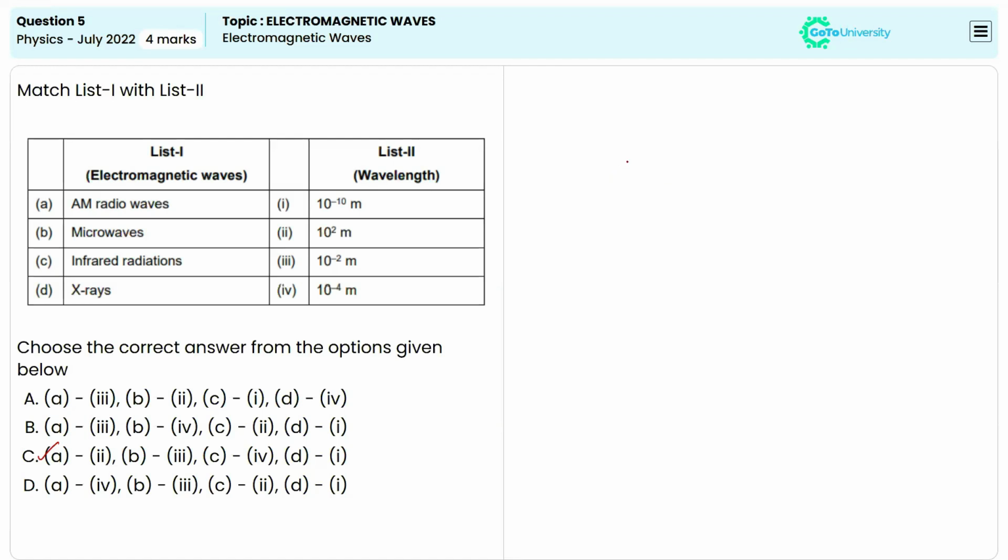It's known that the radio wave will be the first one, the second one will be the microwave, the third one will be the infrared rays, and the fourth one will be the visible, then ultraviolet, then X rays, and then gamma rays. Right? This is the order of the electromagnetic waves. So when we check in this order, option C correctly matches the answer here. So option C is correct.